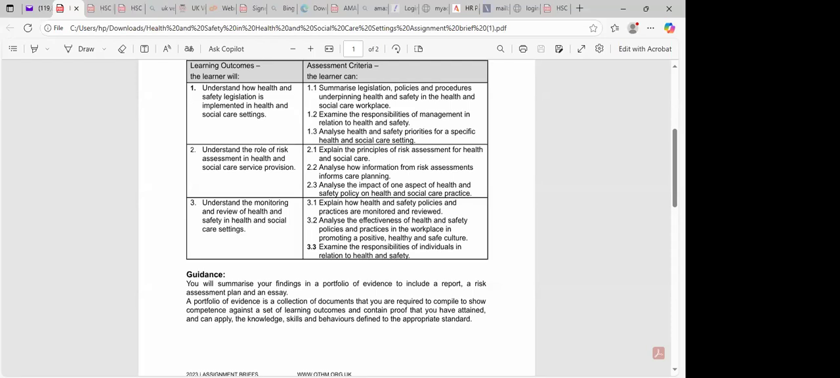This is more to do with us the assessors, but to give an understanding of what is expected from you, you have something like summarize legislations, policies, and procedures. Understand how health and safety legislation is implemented in health and social care settings. Then the 2 is understand the role of risk assessment. And the 3 is understand the monitoring and review of health and safety in health and social care. For the first one it has summarize, 2 has examine, and 3 analyze health and safety priorities for a specific health and social care setting.